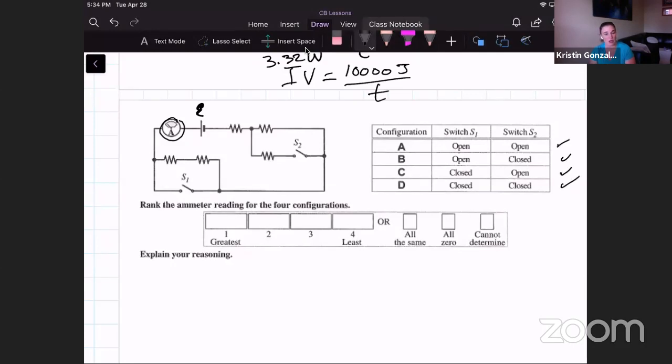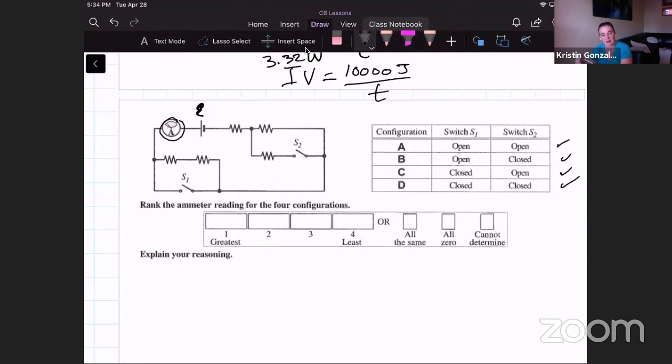I could leave switch 1 open and switch 2 open, which is what A is doing. So just like you see in the picture, I could close switch 1 and leave switch 2 open, right? We're going to change that circuit when we close those switches. So we want to be able to rank the amp meter readings for these 4 configurations.